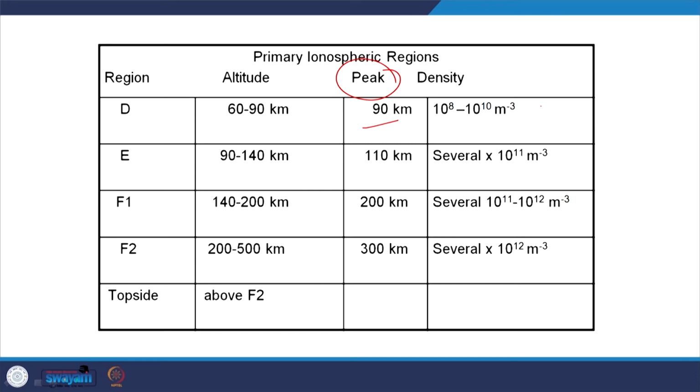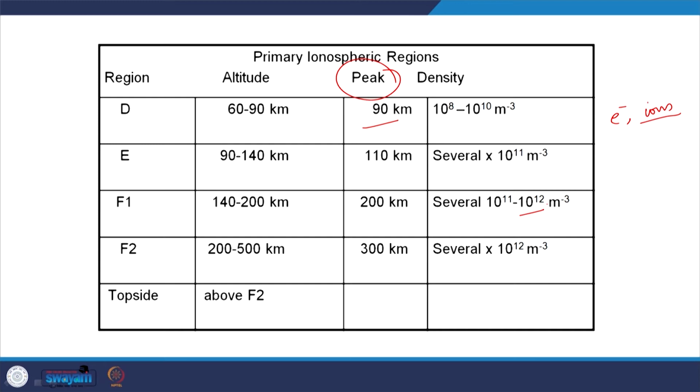So, this is electrons. In the ionosphere we always assume that the number of electrons is equal to the number of ions. So the charge concentration is 10 to the power of 8 to 10 to the power of 10 per meter cube electrons or ions. The E layer will have roughly of the order of 10 to the power of 11 per meter cube, and the F1 layer, which will be around 200 kilometers, will have a charge concentration of nearly 10 to the power of 11 to 10 to the power of 12 per meter cube.